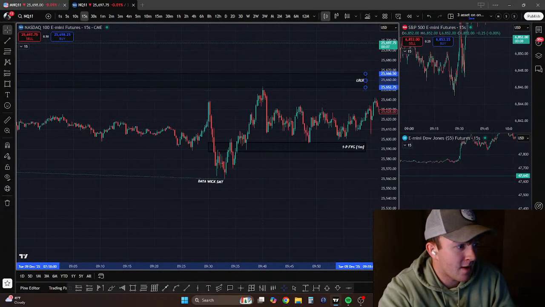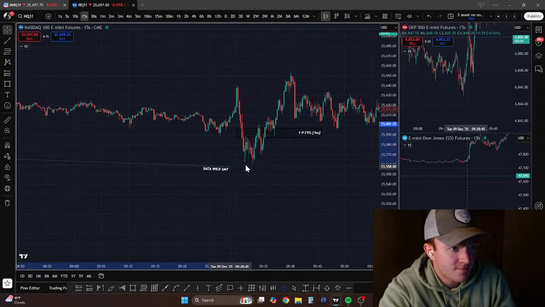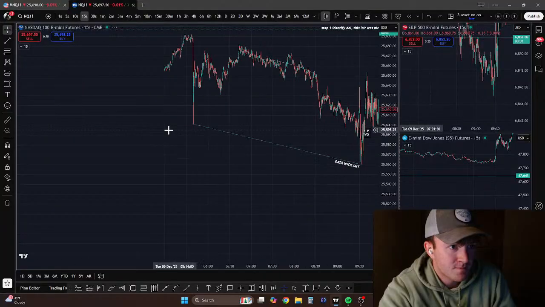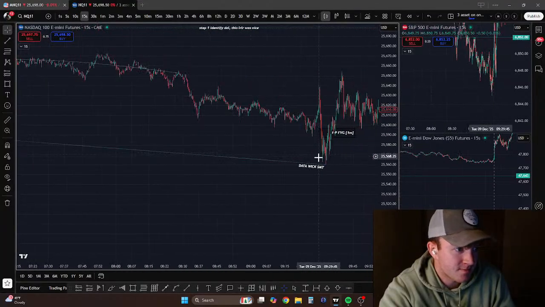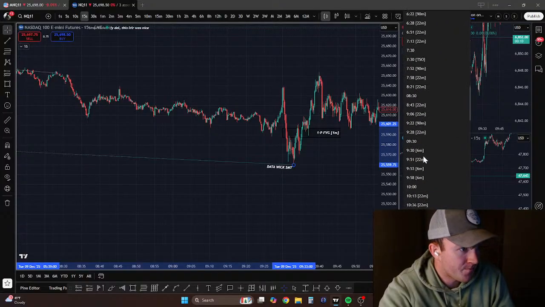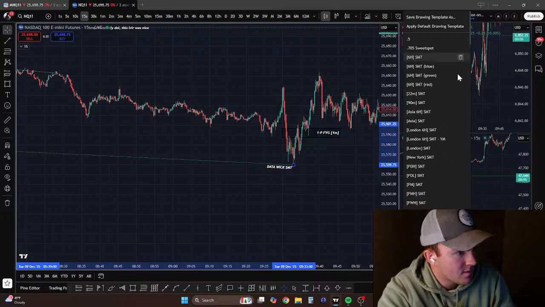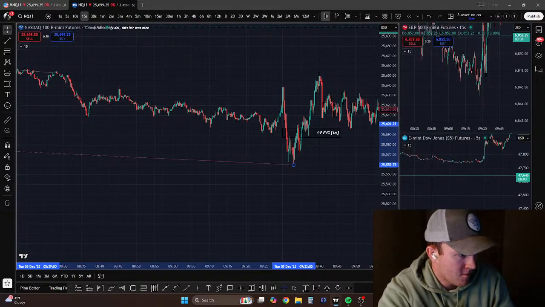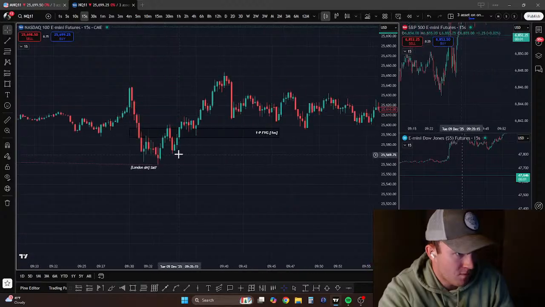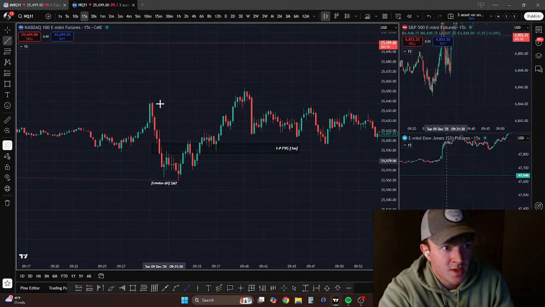Market open wick. That would be the draw on liquidity. Okay, this is what I would take if I could. This is a London S&T, or a 6-hour S&T. Yeah, wow, this was nice.